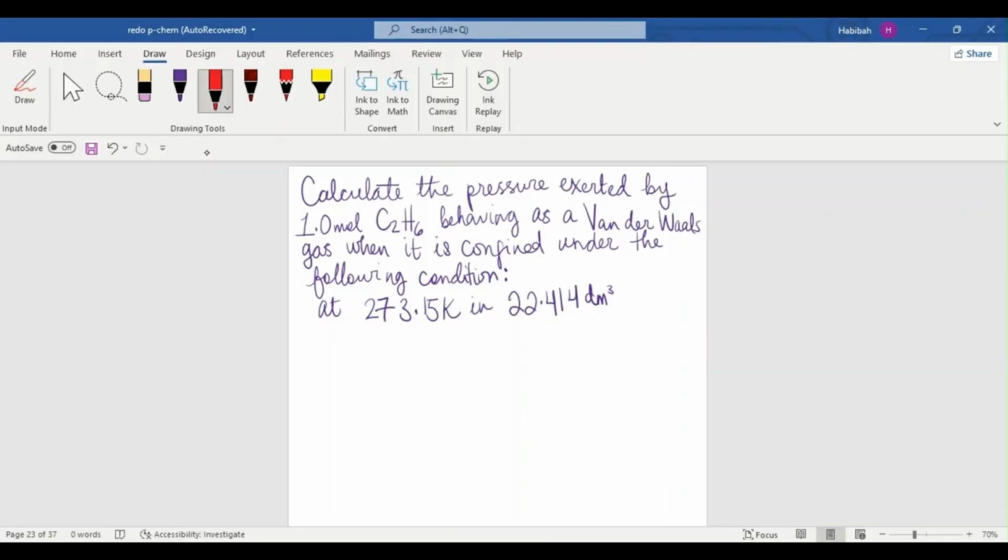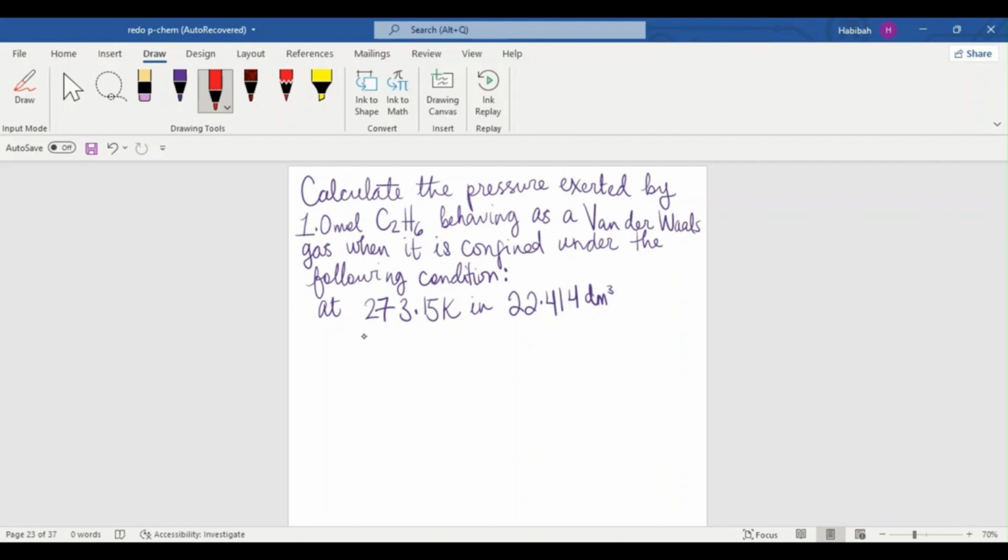Salam and welcome everyone. Today we're going to be working on the question on the screen that says: calculate the pressure exerted by 1.0 mole of ethane behaving as a van der Waals gas when it is confined under the following condition. The condition is at 273.15 Kelvin in 22.414 dm cubed. So the first thing you have to note is that we've been given a bunch of parameters and we've been told that we're dealing with a van der Waals gas.